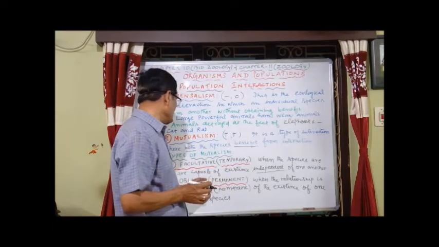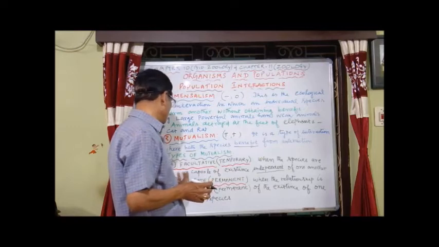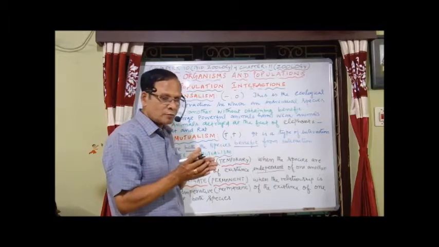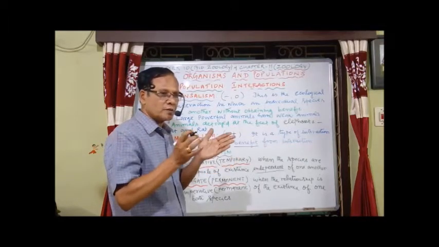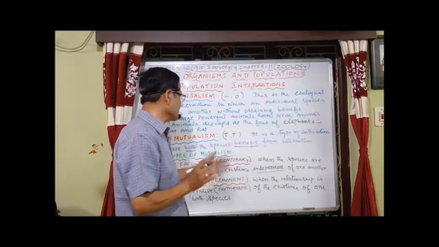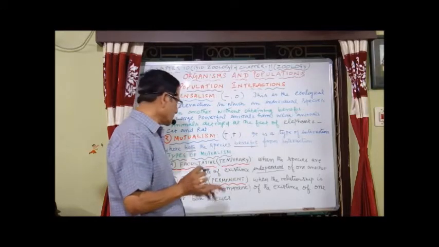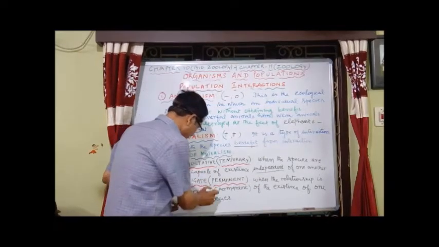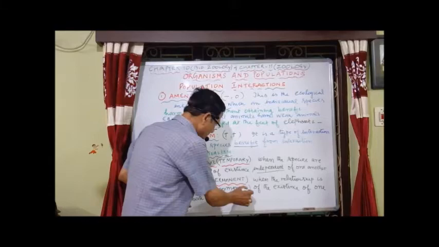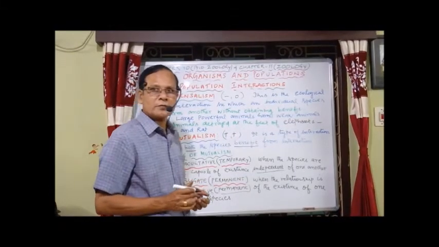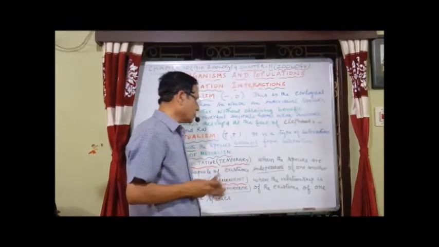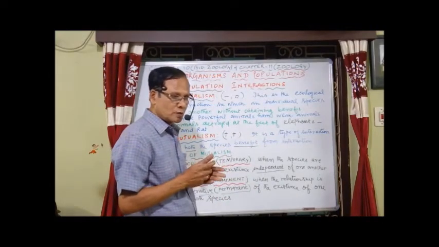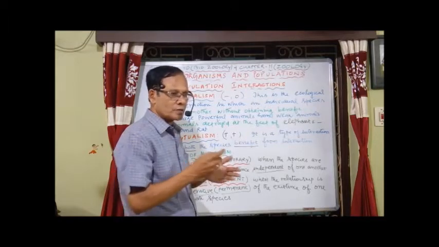When the species are capable of existence independent of one another, when they are together, they form an association. When they are separated, they live independently. That is called facultative. Another one, obligate. This is a permanent mutualism. When the relationship is imperative for the existence of one or both species, it is permanent. So when the two species live together permanently, it is a give and take policy.